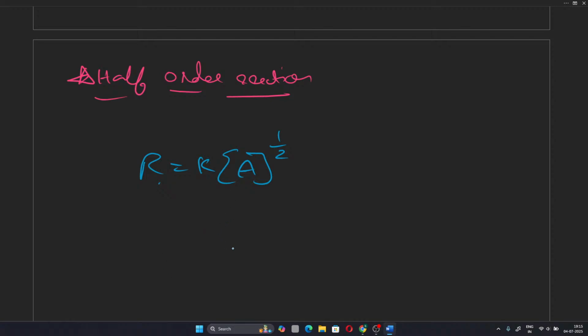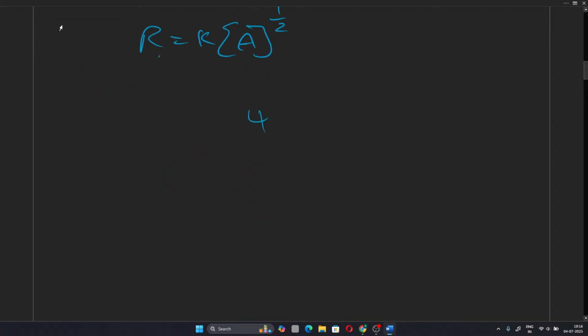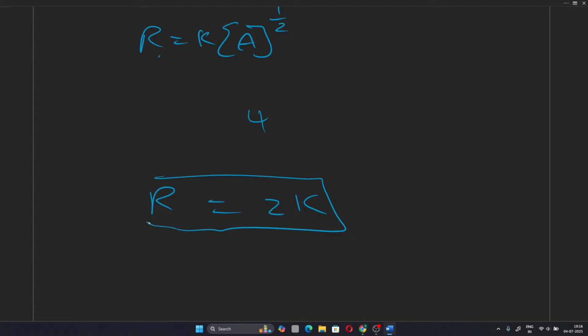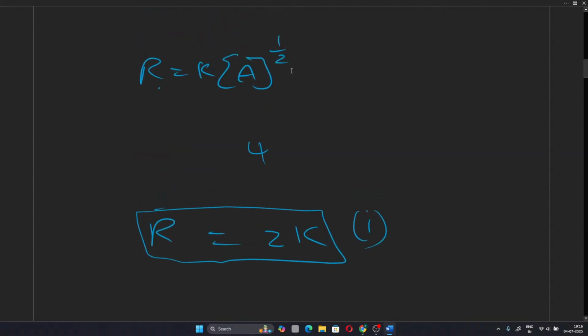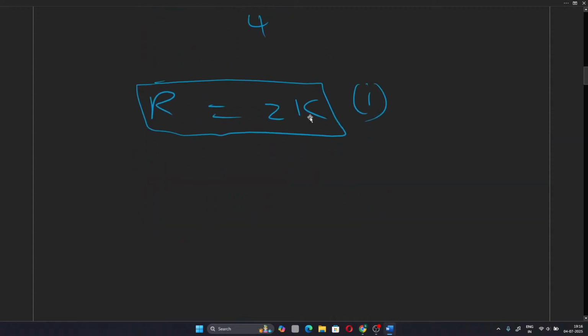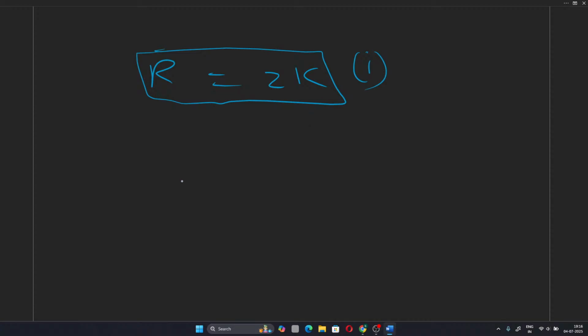Then let's assume the concentration is 4 initially, like the first case scenario. Then rate is K times root 4, so it is 2 times K. This is the first case scenario. In this half order reaction also, the rate is actually greater than the rate constant.